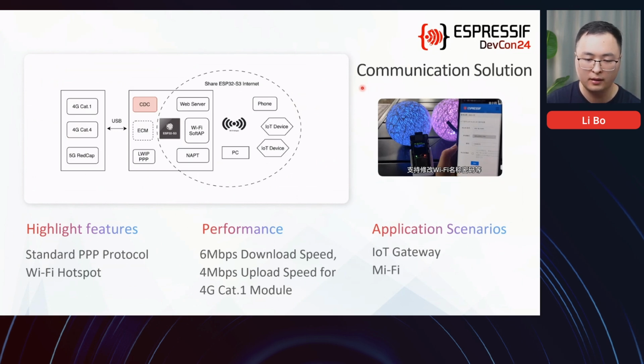The third one is communication solutions. Because with the help of the ESP modem component, we can support the standard PPP protocol, and with the ability of Wi-Fi, we can also start a Wi-Fi hotspot to share the internet to other devices. With the 4G Cat 1 module, we can achieve 6 megabits per second for the download and 4 megabits for the upload. This application is suitable for the IoT gateway and the MiFi for the mobile phones.